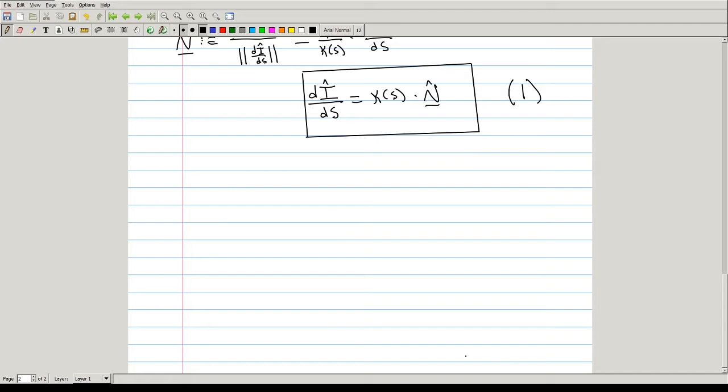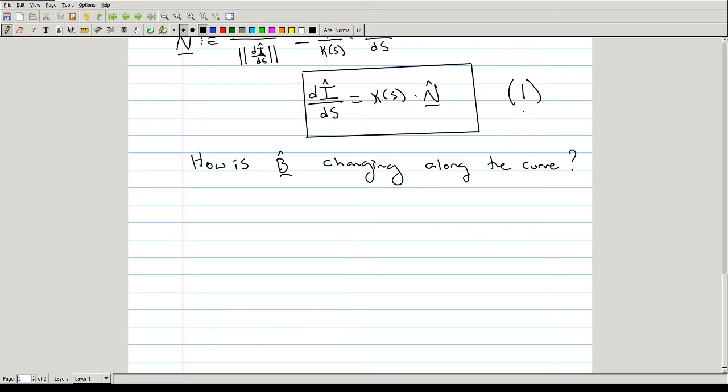For the next Frenet formula, we're going to have the following thing to think about. We want to think of how the binormal vector is changing along the curve. And this is actually going to lead us to another relatively simplified formula similar to one up here.